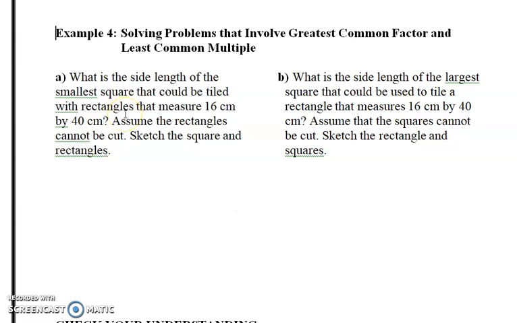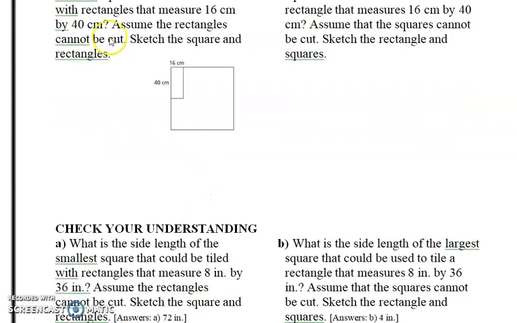So it says, what is the side length of the smallest square that could be tiled with rectangles that measure 16 centimeters by 40 centimeters? Assume the rectangles cannot be cut. So in the square, we're going to arrange the rectangles that have the same orientation to make the floor. So I'm going to get a picture, an idea of that and what it's going to look like. So that's what a tile would look like, 16 by 40.